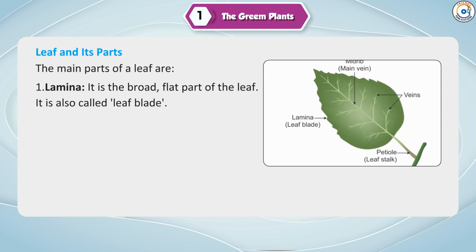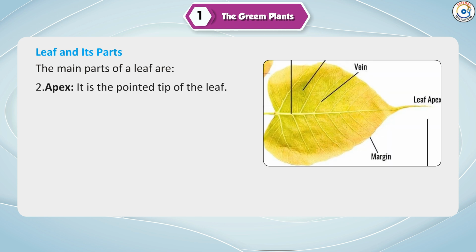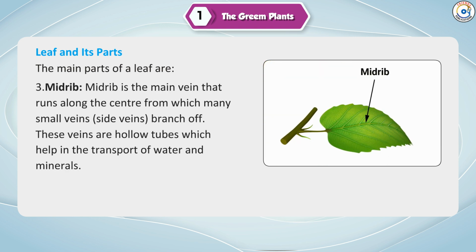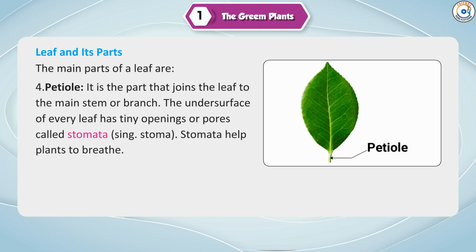1. Lamina. It is the broad, flat part of the leaf. It is also called leaf blade. 2. Apex. It is the pointed tip of the leaf. 3. Midrib. Midrib is the main vein that runs along the center from which many small veins, that is, side veins, branch off. These veins are hollow tubes which help in the transport of water and minerals. 4. Petiole. It is the part that joins the leaf to the main stem or branch.